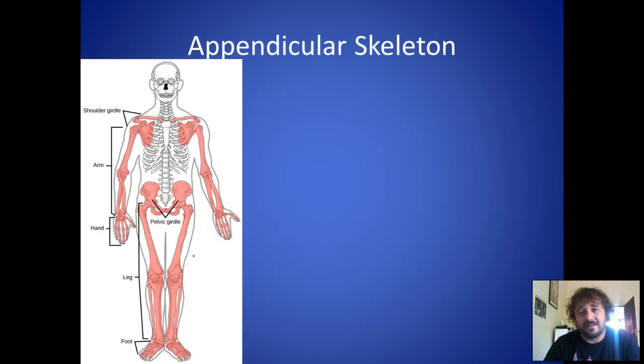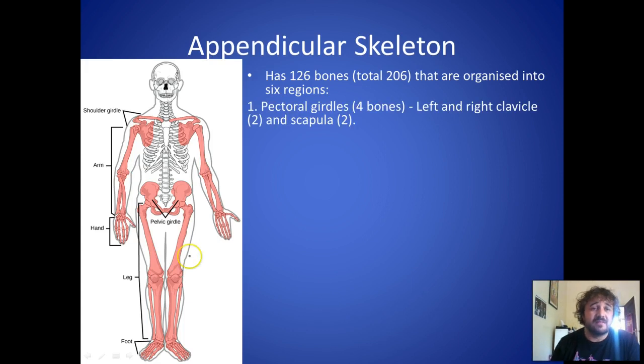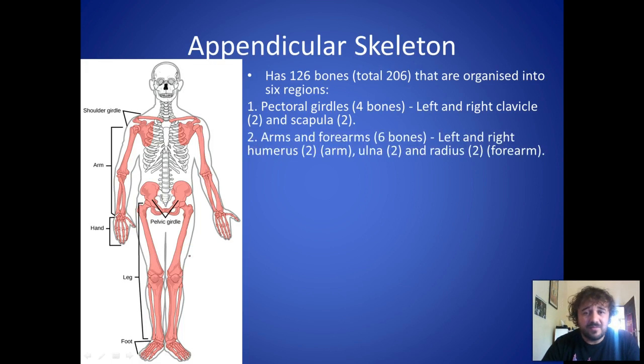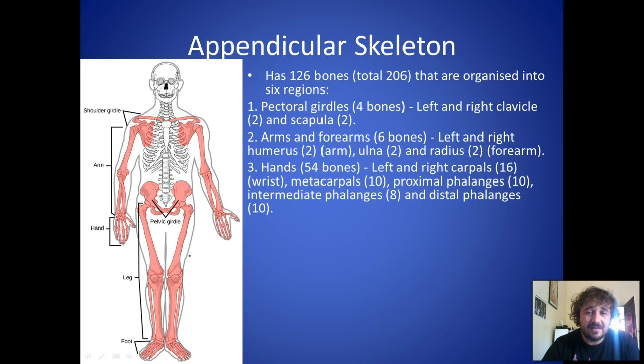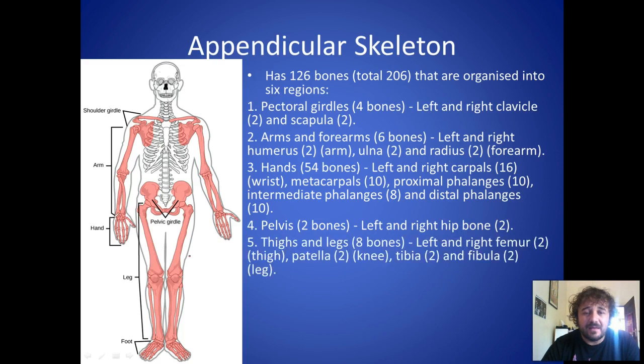The appendicular skeleton. This is all of the appendages. It has 126 bones, and there are 6 regions. You've got the pectoral girdle, that's the shoulder area, and then you have the arms and forearms. Then you've got the hands. There are not as much bone, but more individual bones in your hands than anywhere else. The feet come very close, obviously. Then the pelvis and thighs and legs. You can see that these are all things which hang off the main vertical column of the body.